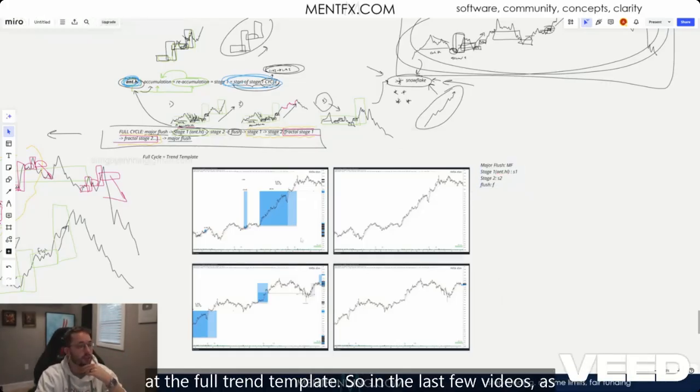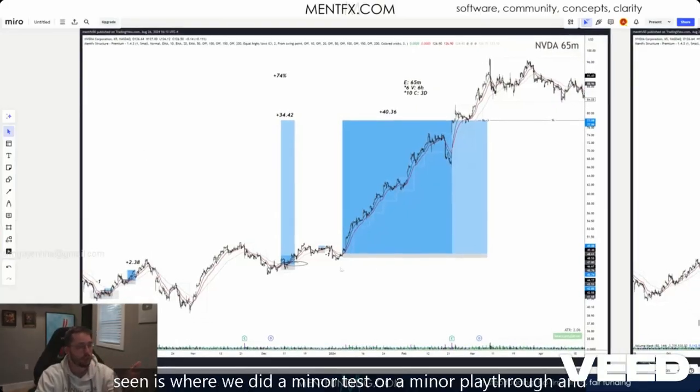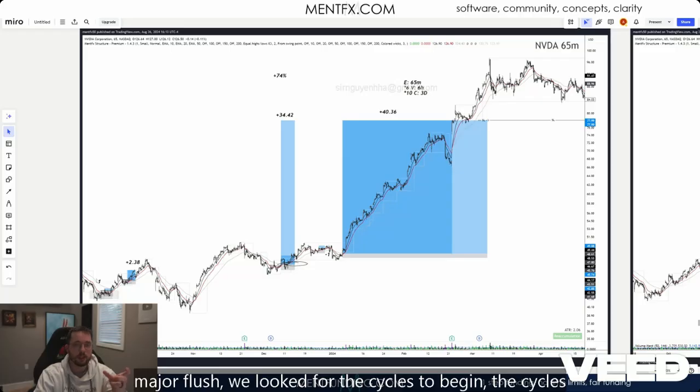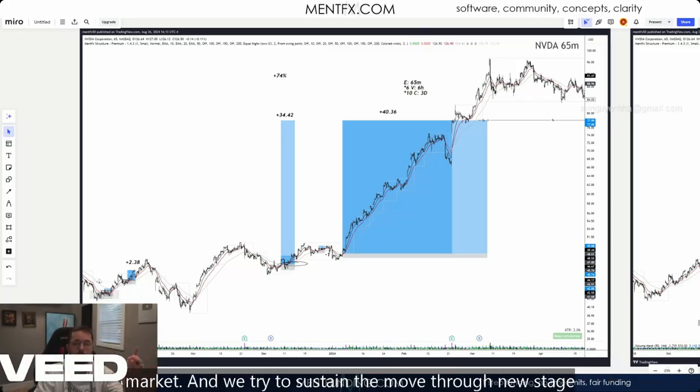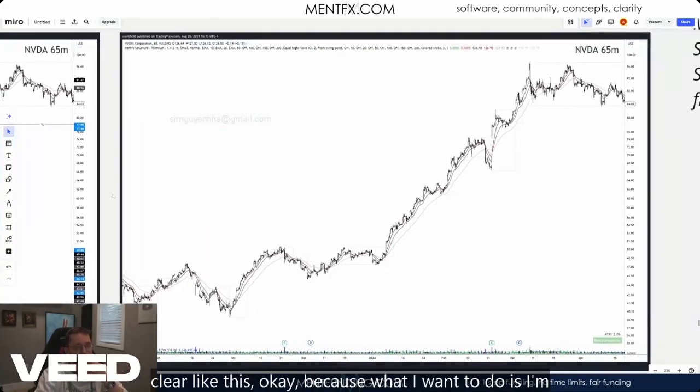So we can now take a look at the full trend template. In the last few videos, as you've been going through the portal, what you should have seen is where we did a minor test or a minor playthrough and a walkthrough of using what we understand so far in markets on, in this case, NVIDIA on the 65-minute chart for entries, where we simply followed the market, we looked for that major flush, we looked for the cycles to begin, the cycles basically created MBs, and we entered through MBs into this market, and we tried to sustain the move through new stage ones and twos. And if it continued to move in stage ones and twos, and continuously delivered in that given cycle before ever failing, we would just simply get involved again, and through new flushes, we would take new MBs. So what I've done is I've taken off all of this, and I've simply made it clear like this, okay?